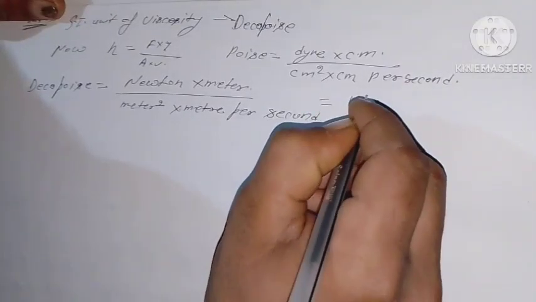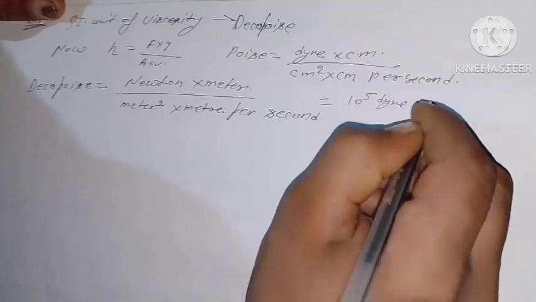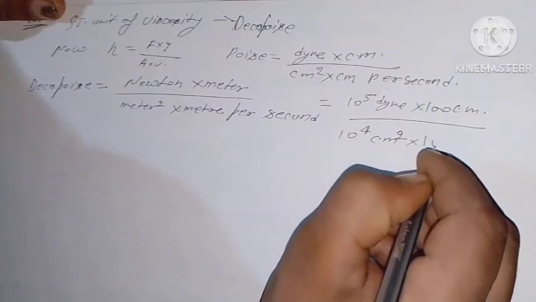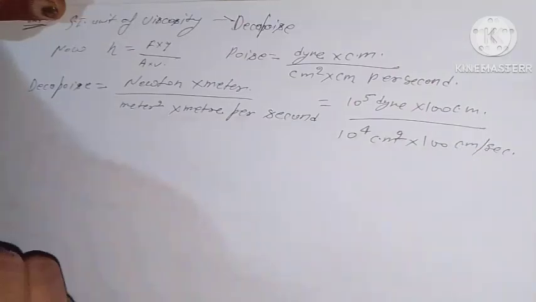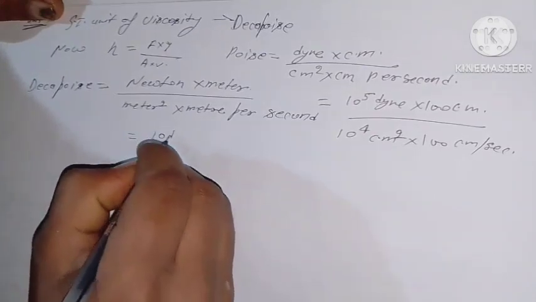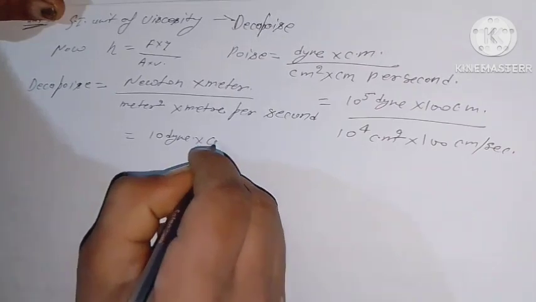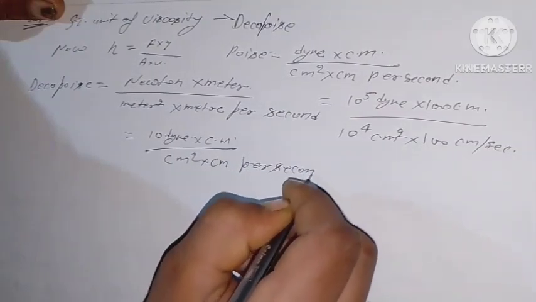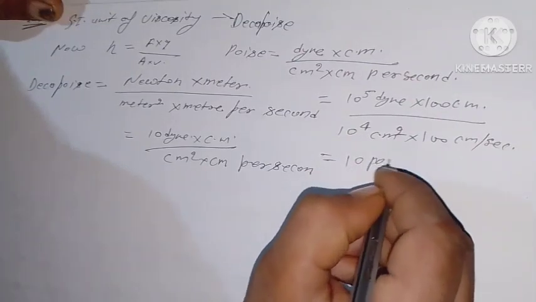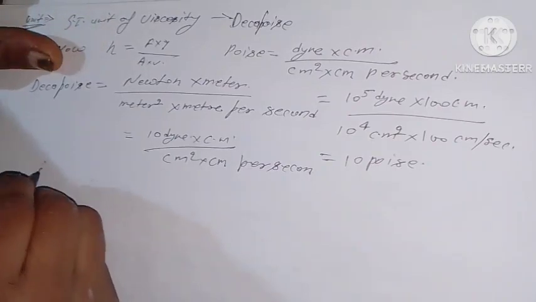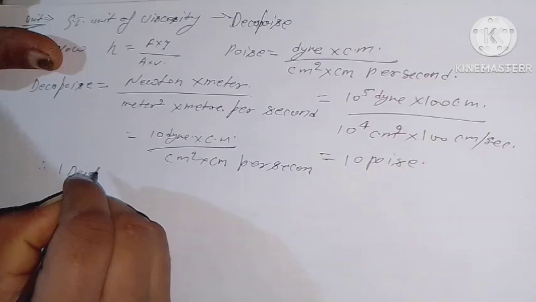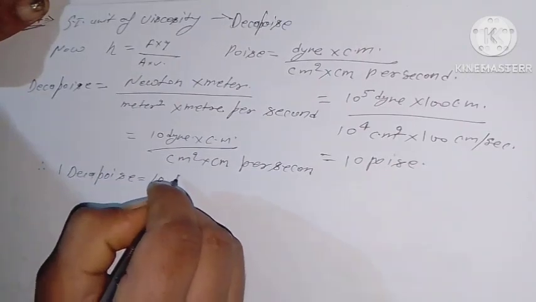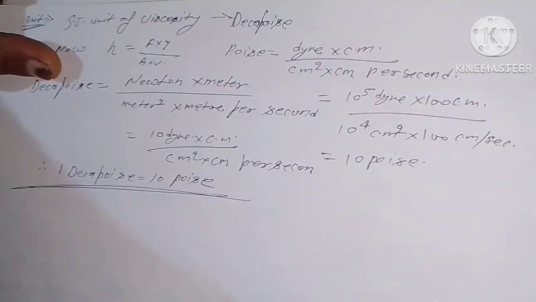This equals 10 to the power 5 dyne multiply 100 centimeter upon 10 to the power 4 centimeter square multiply 100 centimeter per second. That is 10 dyne multiply centimeter upon centimeter square multiply centimeter per second, that is 10 poise. So 1 decapoise equals 10 poise.